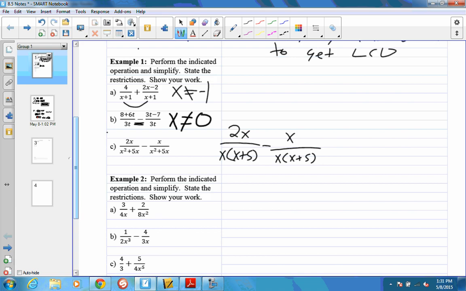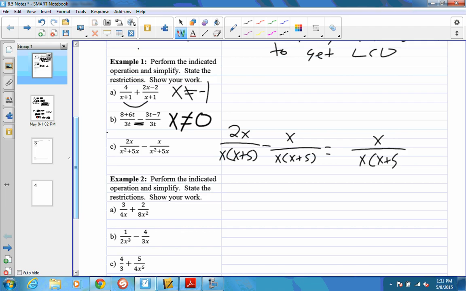Good, so I've factored, my denominators are still the same. Factoring shouldn't change your denominators if they're already equal, right? We should be fine there. So this is 2x minus x, which is just going to be x, right? Over x plus 5.